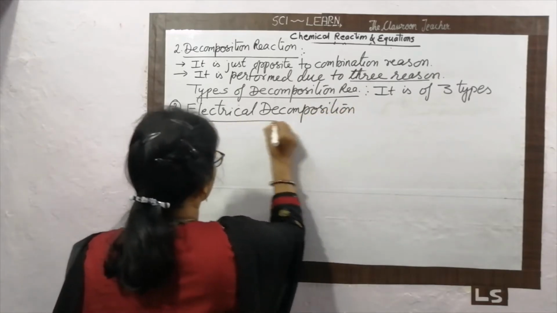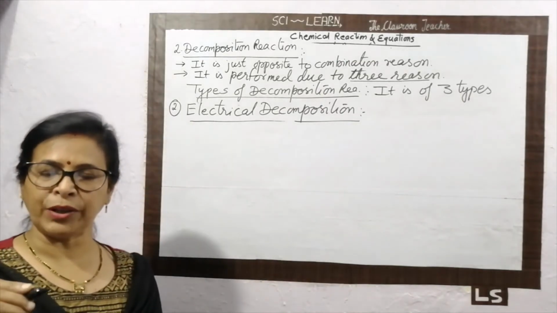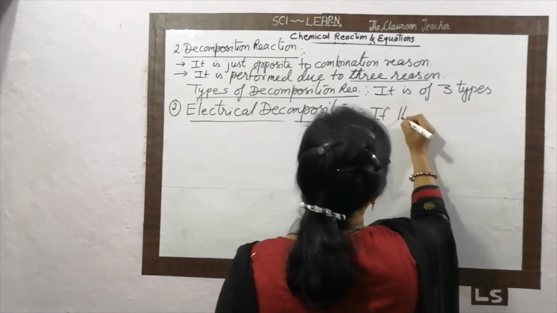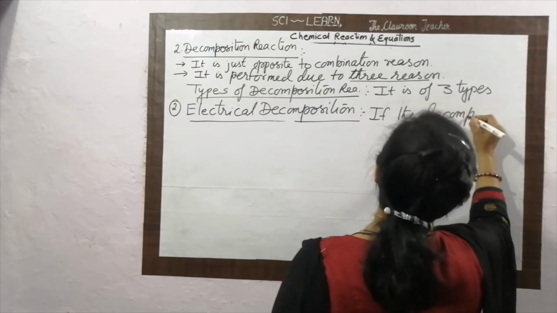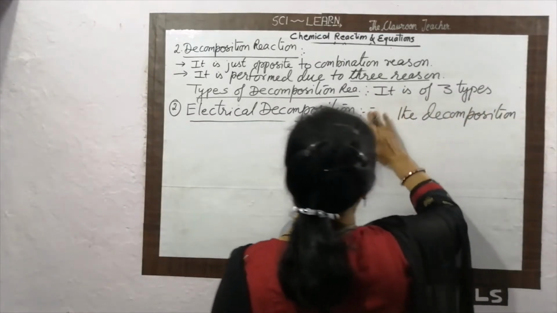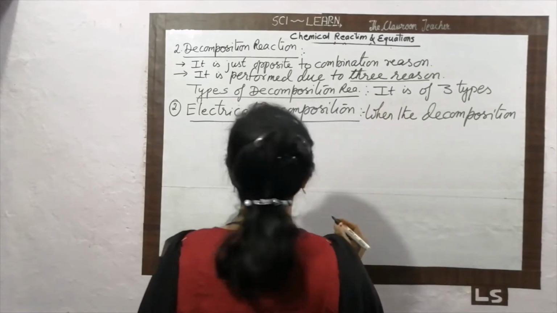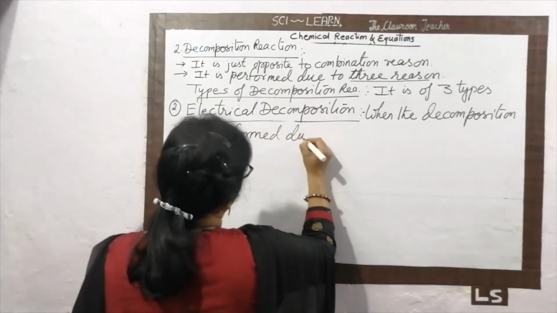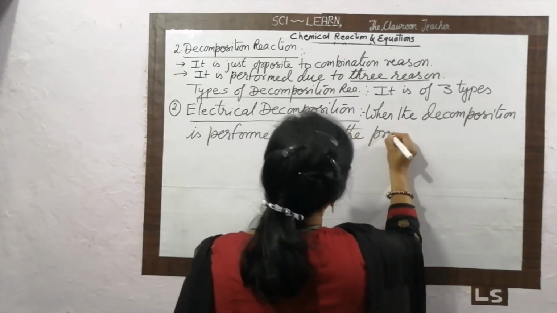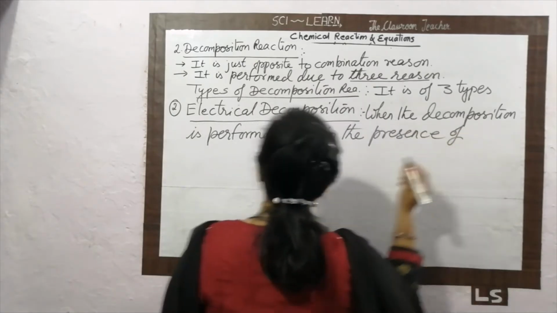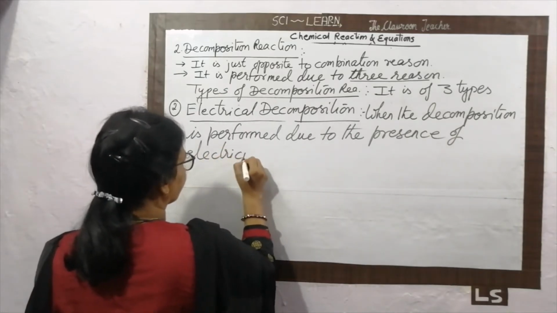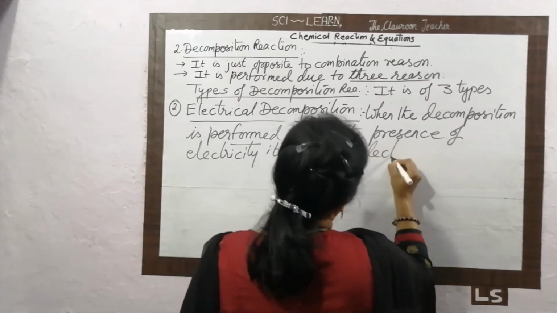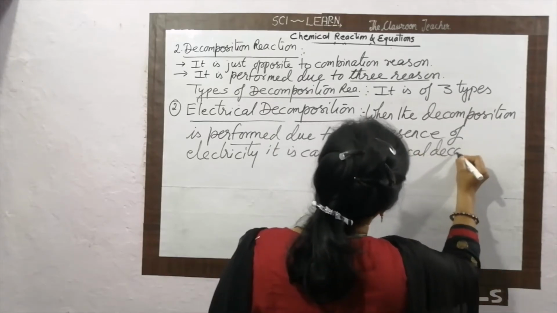It is very much clear. Decomposition is the process of splitting of the substance, and if the splitting of the substance is performed in the presence of electricity, or when the decomposition is performed due to the presence of electricity, it is called electrical decomposition. Electrical decomposition. Must remember what is decomposition.